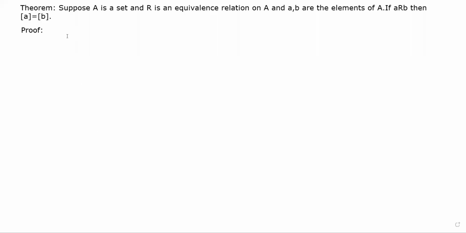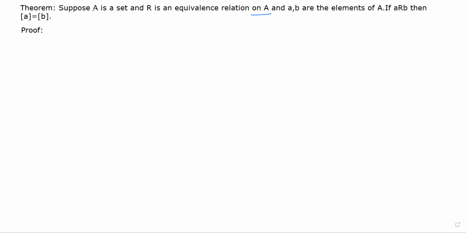Hello students, today we are going to prove a very important result of discrete mathematics, and this is a theorem. Suppose A is a set, R is an equivalence relation on A, and a and b are elements of A. If a is related to b, then the class of a is equal to the class of b.